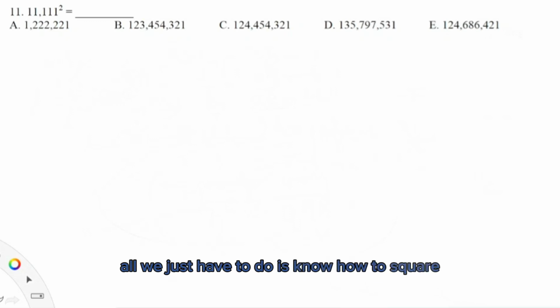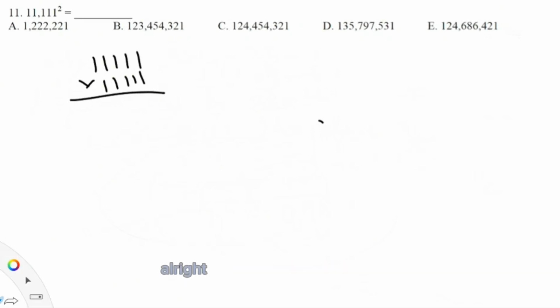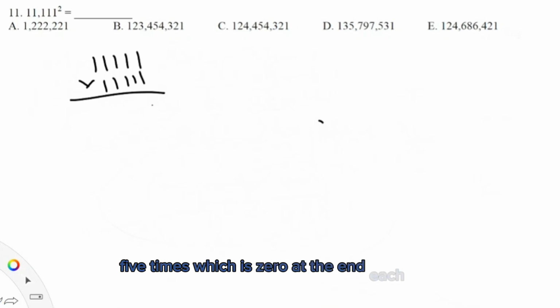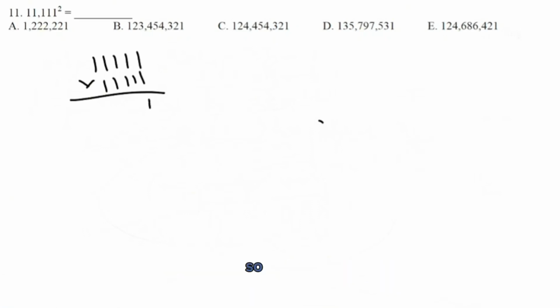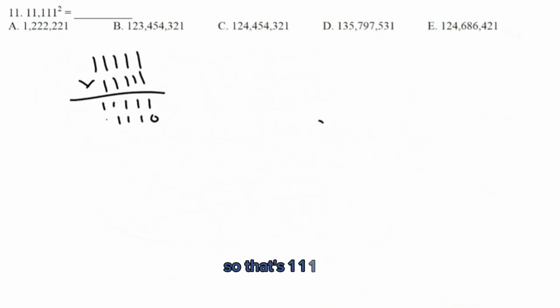Next, 11,111 squared. Alright, so that's actually pretty simple. All we have to do is know how to square it. So that's just 1, 1, 1, 1, 1 times 1, 1, 1, 1, 1. To solve this, all we have to do is write this number down 5 times with a 0 at the end each time. So the first time there's no 0, so 1, 1, 1, 1, 1, because that's 11,111. Next time you add a 0 for the 10, so that's 1, 1, 1, 1, 1.